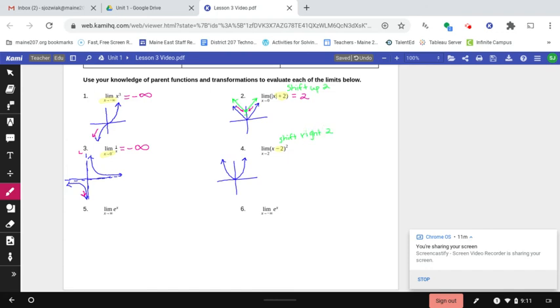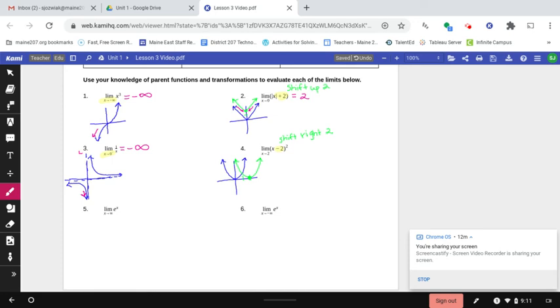So when we look at our parabola, we're going to take everything and move it 2 units to the right. So there's my parabola. I just slid it over 2 units to the right. So now I'm looking at the limit as x approaches 2.